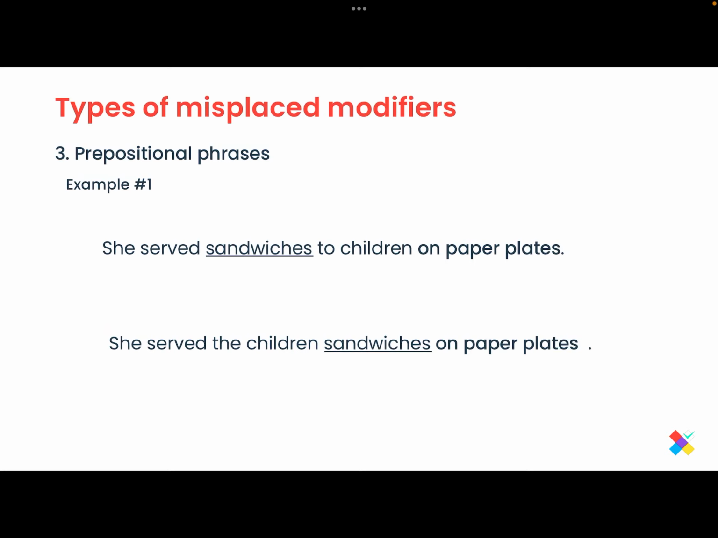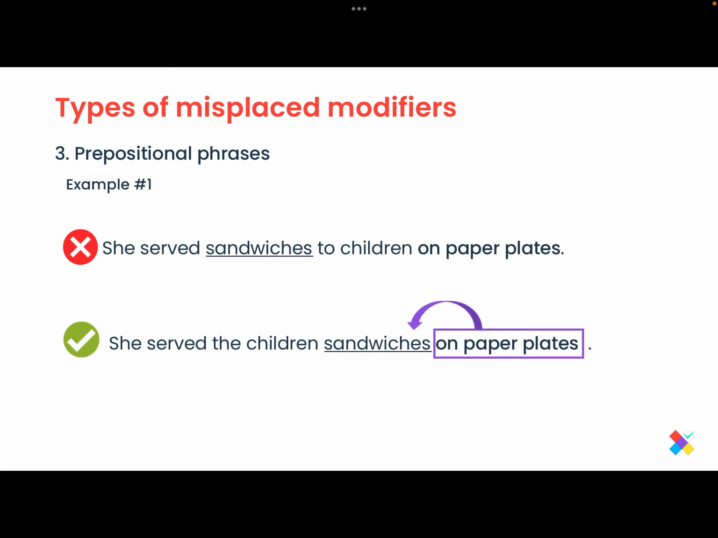So, prepositional phrases, if you don't know the difference between direct objects and indirect objects, you might accidentally modify the wrong noun, like in this kind of situation. She served sandwiches to children on paper plates. Okay. Now, because the indirect object children is next to the modifier, a reader may believe that the children were actually on paper plates. But on paper plates is actually modifying the direct object sandwiches. So all you have to do is to move sandwiches right before the modifier.